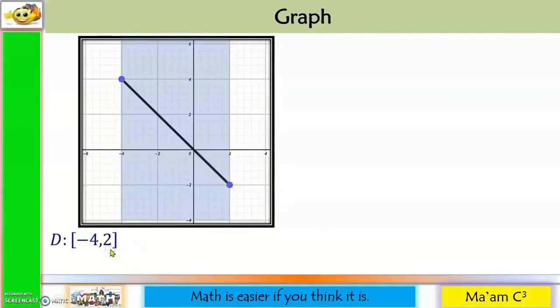So we write it this way. We make use of brackets because the two endpoints are shaded circle, meaning they are included. Other teachers prefer writing in set builder notation. I'll teach you how. So x is an element of real number such that -4 will be our left limit and 2 our right limit.